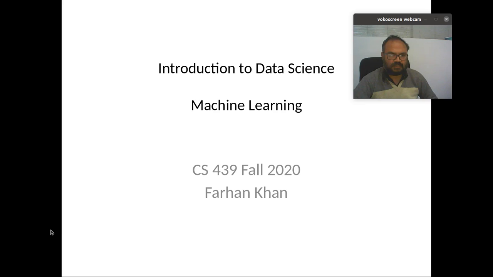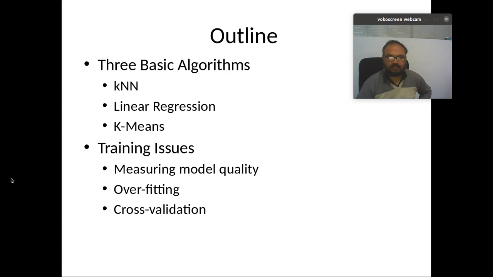It's about machine learning. The outline for today's lecture is we will discuss some basic algorithms of machine learning like k-nearest neighbors, linear regression and k-means. Then we'll discuss some training issues, which will probably be discussed in the next lecture, that would include measuring model quality, overfitting and cross-validation.